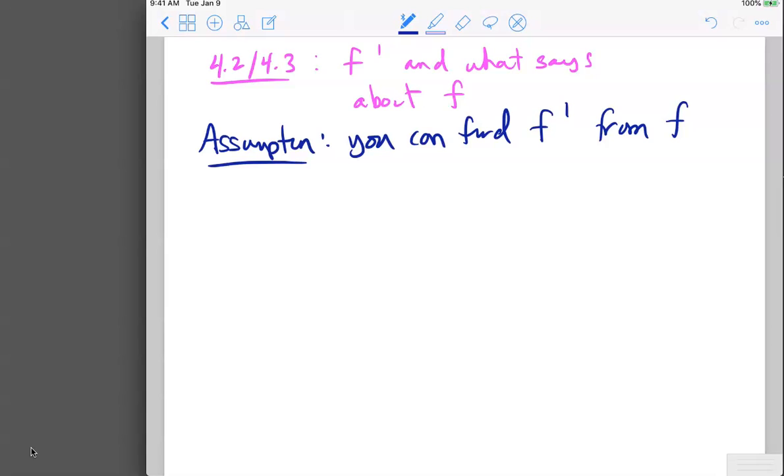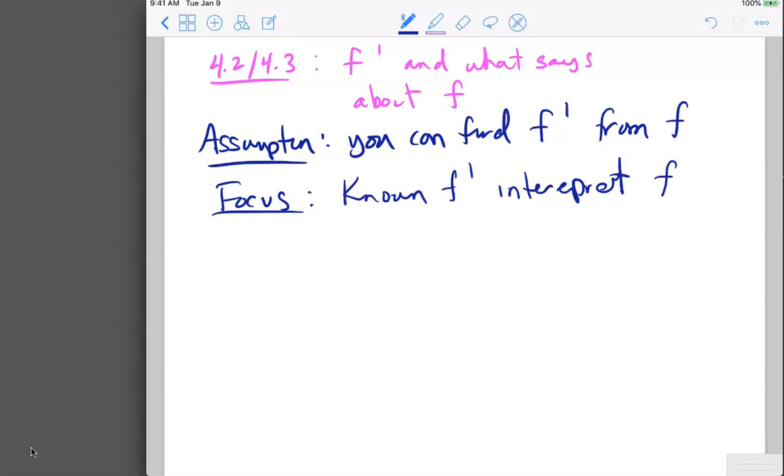What we're going to focus on is, once you can find f prime, if f prime is known, what we need to do is interpret what's going on with f prime to tell us about the function f. Okay? And one key definition that's going to be important in this section is the definition of a critical point.